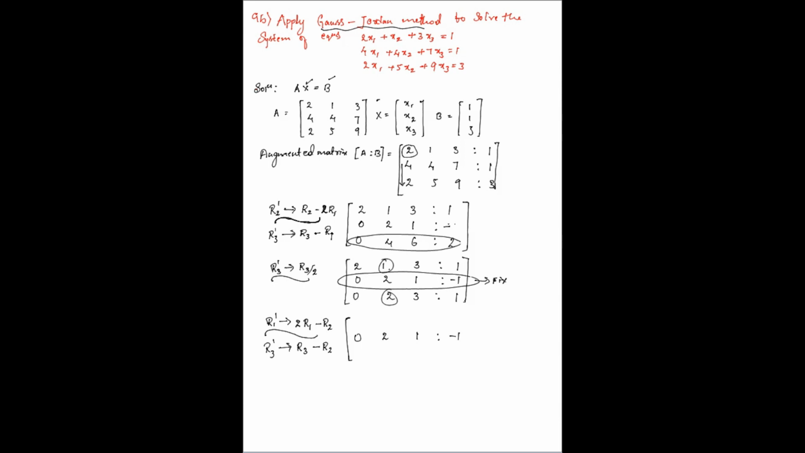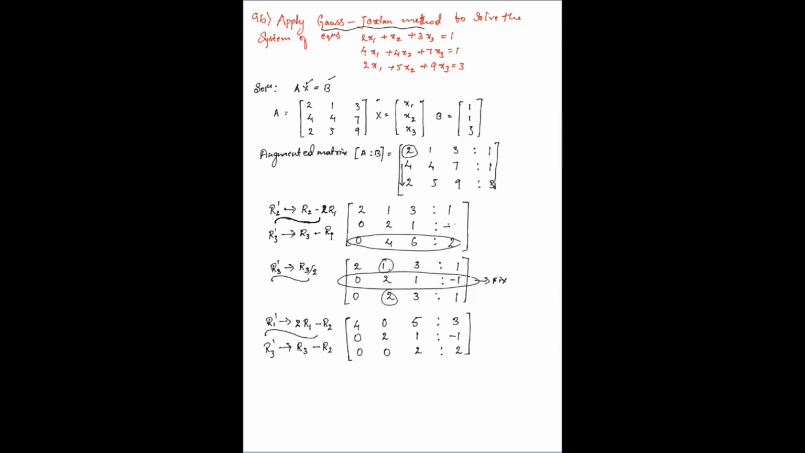I am multiplying R1 throughout by 2. So 2 twos are 4. 4 minus 0 is 4. 2 minus 2 is 0. 6 minus 1 is 5. 2 minus of minus, plus: 2 plus 1 becomes 3. 0. 2 minus 2 is 0. 3 minus 1 is 2. 1 minus of minus, plus: 2.